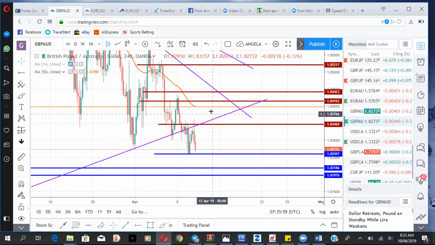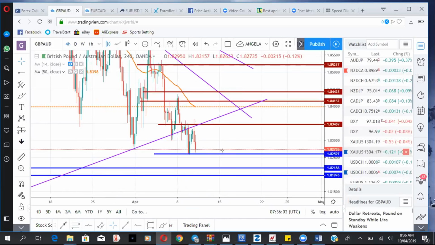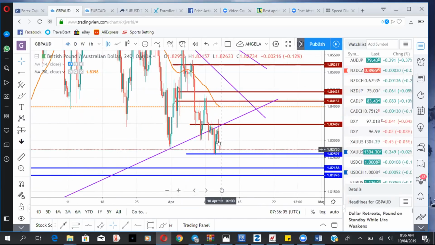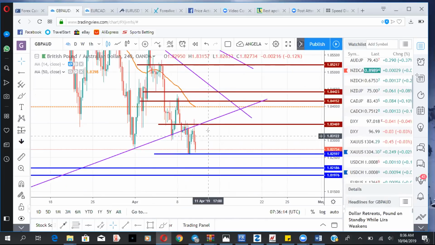But you need to remember the formation we were looking at on the AUDUSD. If the AUDUSD starts to turn back south, then the GBPAUD and the EURAUD may start to turn back north. What do I mean by turn back north? They may start to go back up.